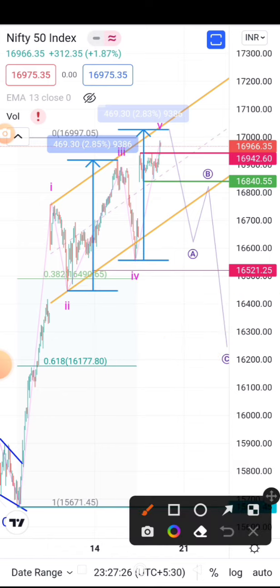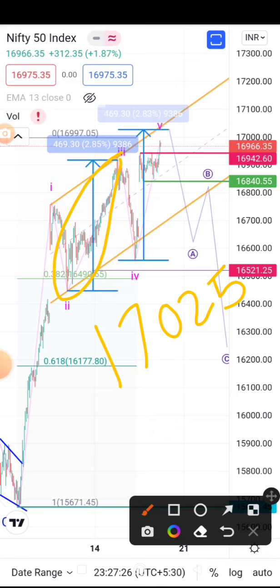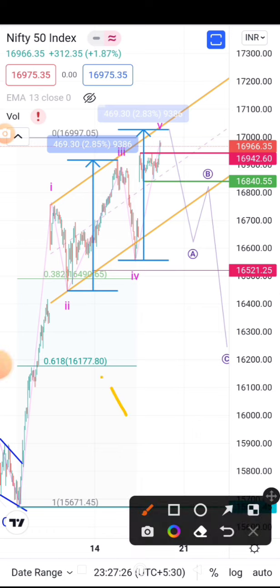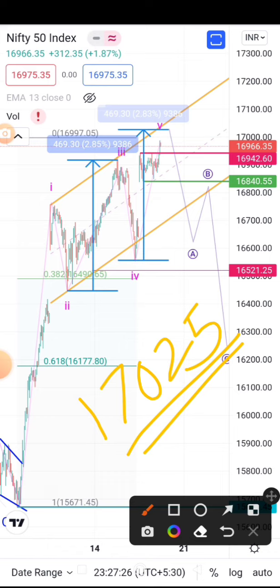Here, why I'm saying it should not go beyond 17,025 is because the third wave cannot be shorter than the fifth wave, because wave 1 is already big. There is an Elliott wave rule that wave 3 should be greater than either wave 1 or wave 5. So wave 1 is already greater, so wave 5 cannot be greater. If it crosses 17,025, then this leading diagonal pattern will be invalid. So this chart will be invalid.